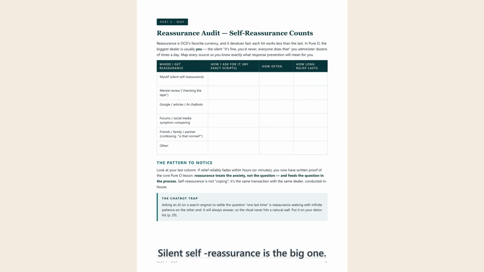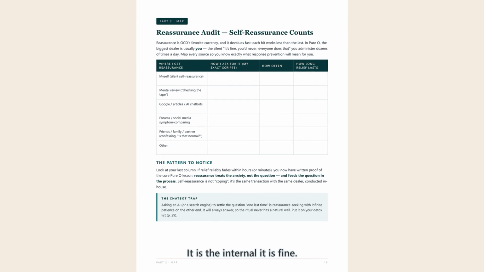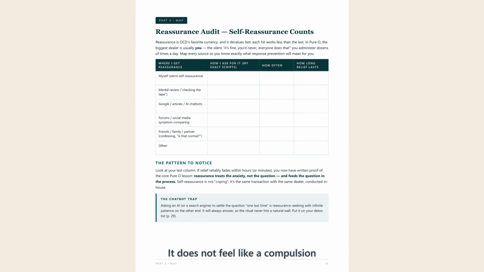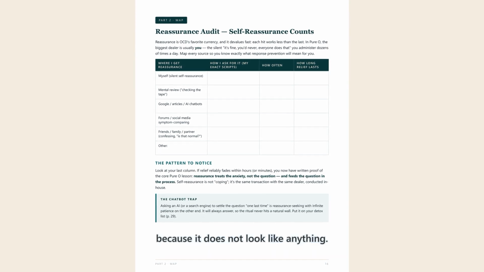Silent self-reassurance is the big one. The page calls you the biggest dealer. It is the internal "it is fine, you would never, everyone does that," delivered to yourself dozens of times a day in under a second. It does not feel like a compulsion because it does not look like anything.